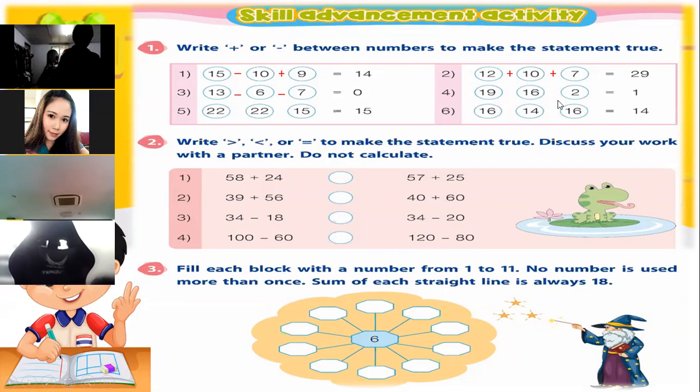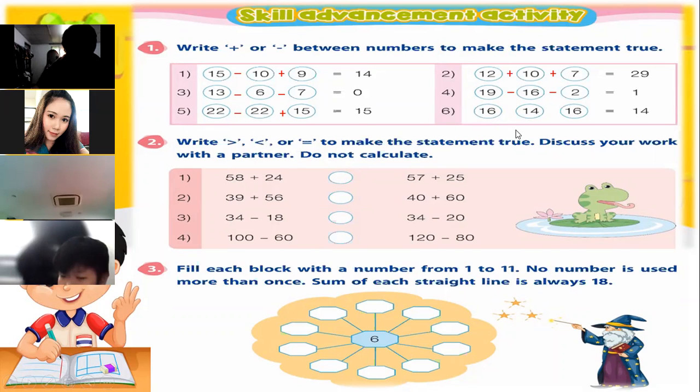Now, number 4. We have 19, 16, 2, equal to 1. Minus, minus. Very good. 19 minus 16 becomes 3, minus 2 becomes 1. Number 5: 22, 22, 15. Minus and plus. Exactly. 22 minus 22 becomes 0, plus 15 is equal to 15.